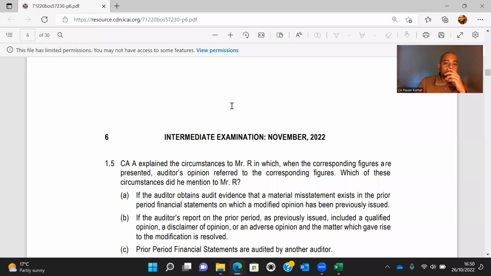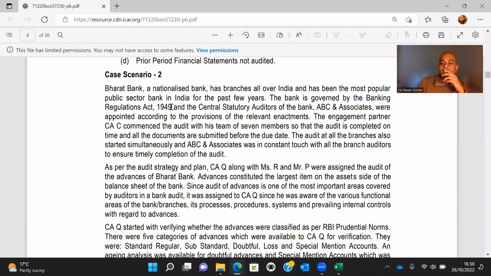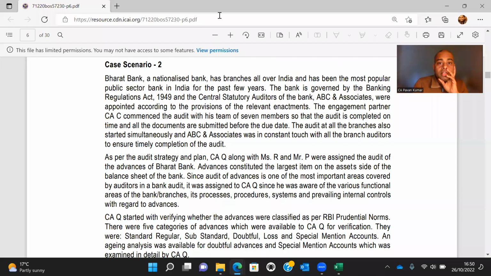So who's going to read this 2? Hari Krishnan, can you read? If Hari Krishnan is not reading, Nazia, you read.